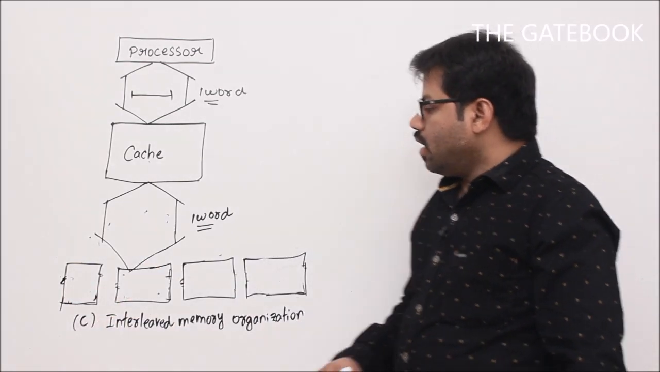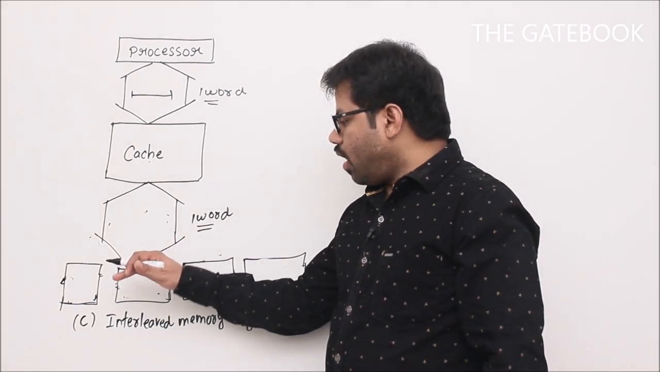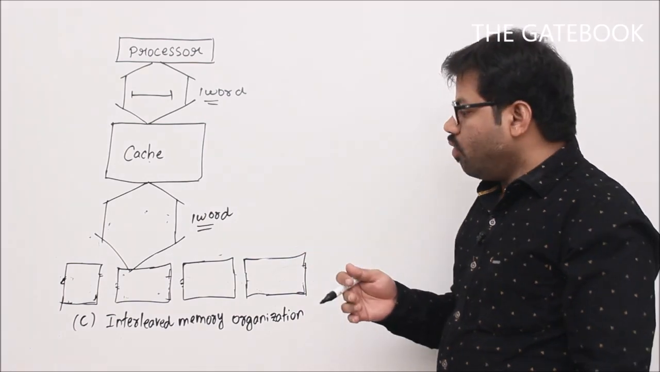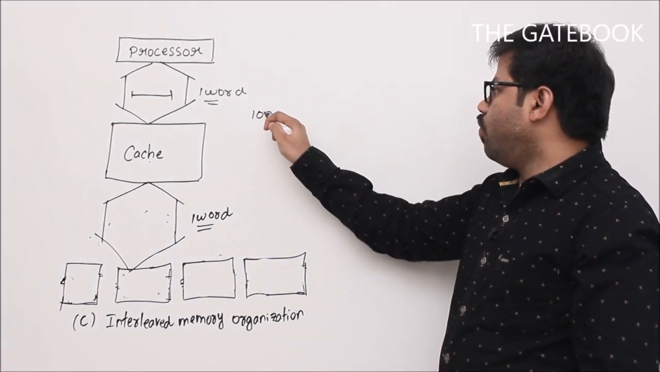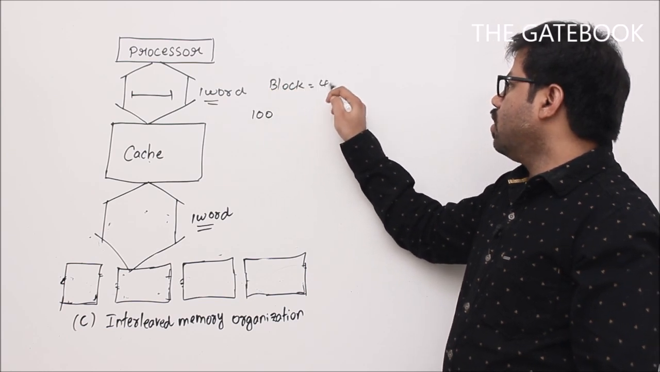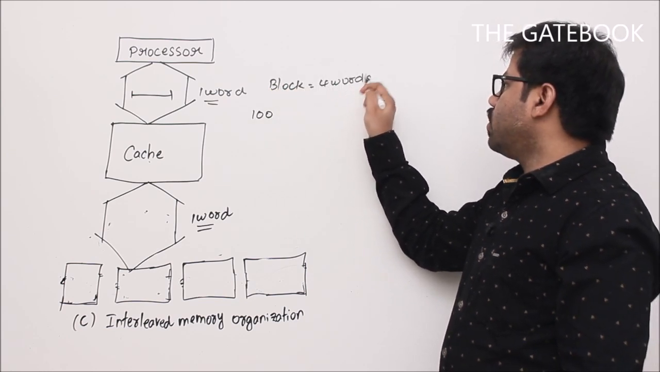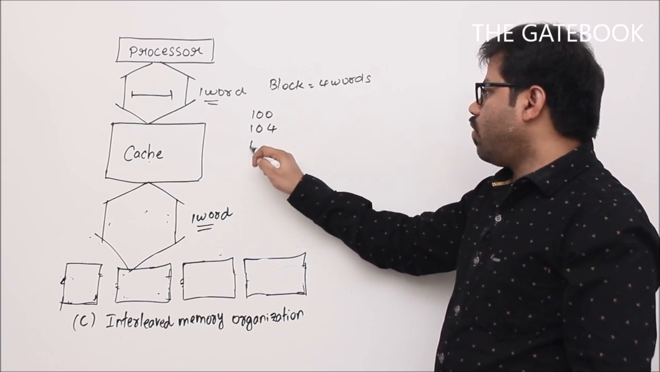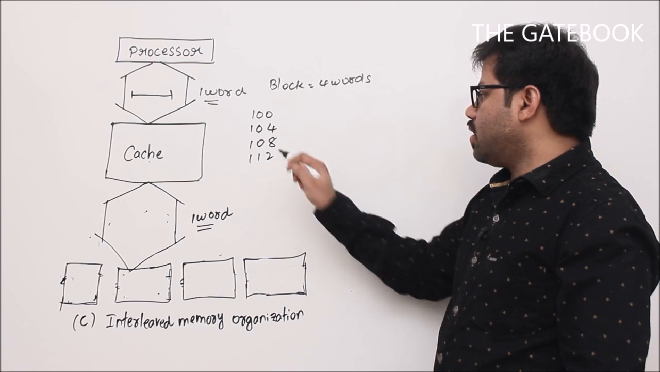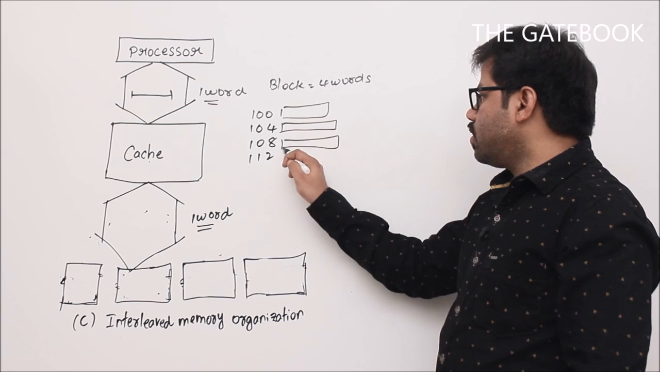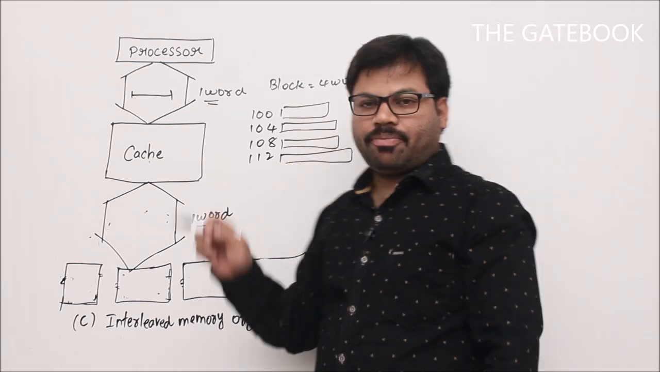Now we will see how to transfer the block from this memory to cache, so that we can see the delay. Example, let's say the block size is 4 words, and those 4 words are obviously consecutive, right? 100 memory address, 104, 108, 112 are the memory addresses of those words. So these words I would like to fetch from the memory.